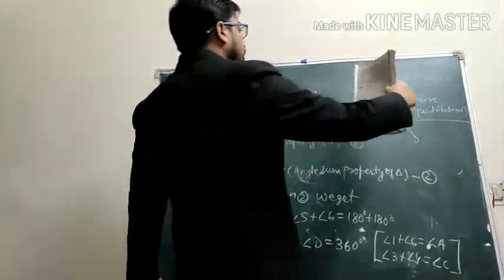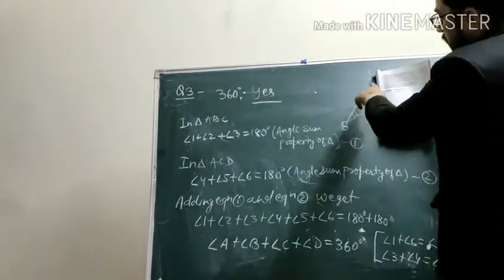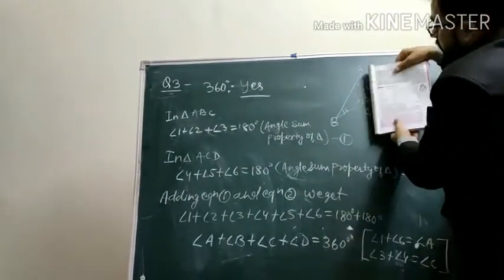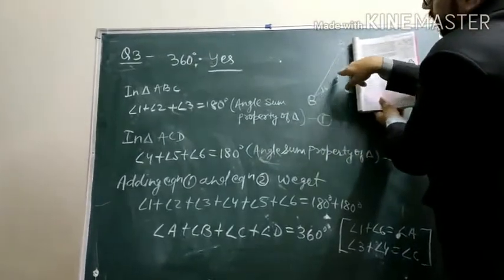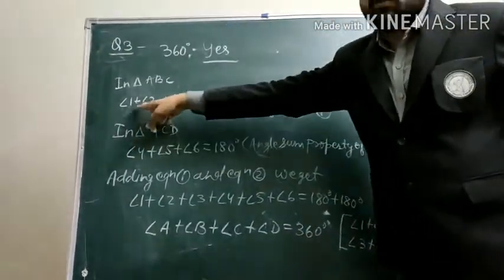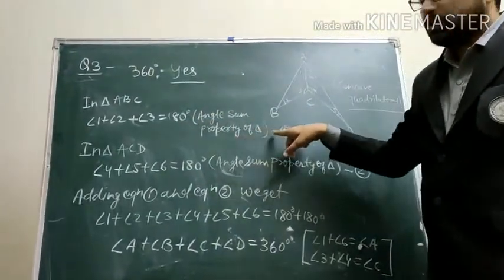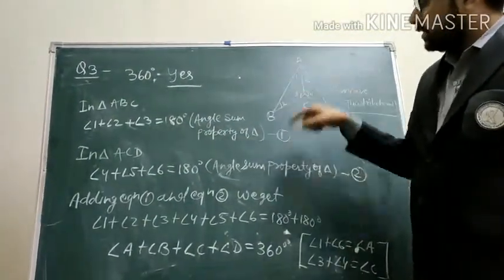First you have to see only this triangle A, B and C. What is in this triangle? Angle 1, angle 2 and angle 3. Sum of angle 1, angle 2, angle 3 is equal to 180 degrees. Angle sum property of triangle ABC.